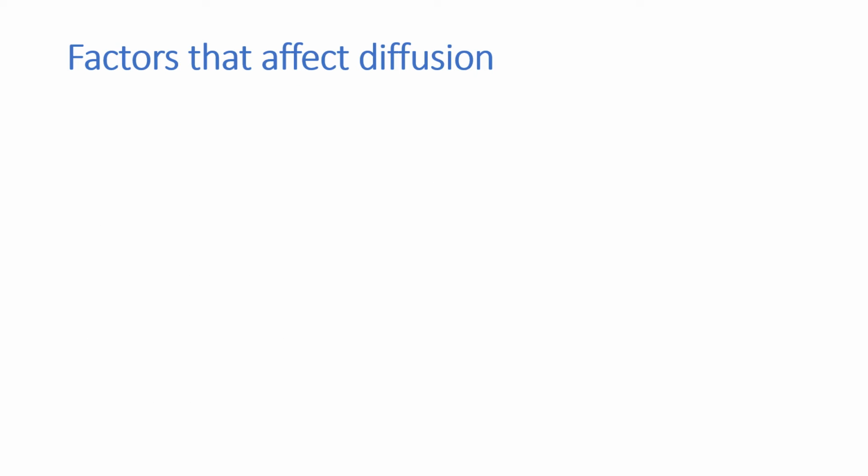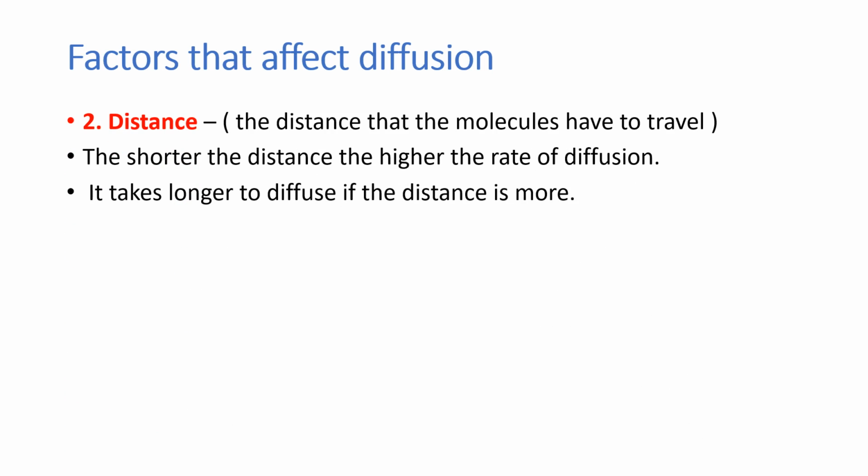The second factor that affects the rate of diffusion is the distance that the molecules have to travel. The shorter the distance, the higher the rate of diffusion. When the distance is more, diffusion is usually slow.